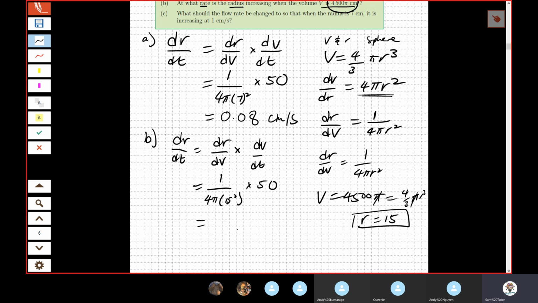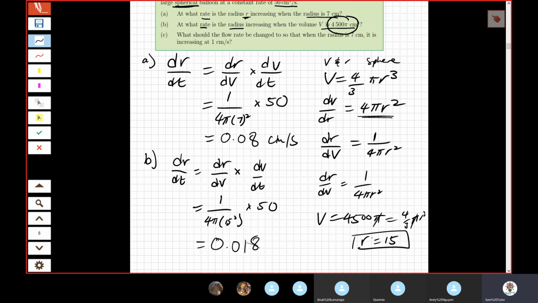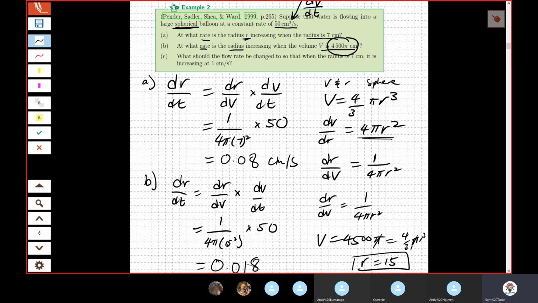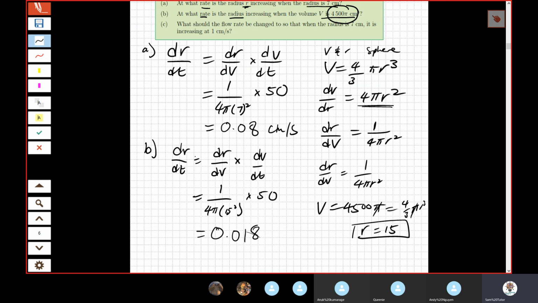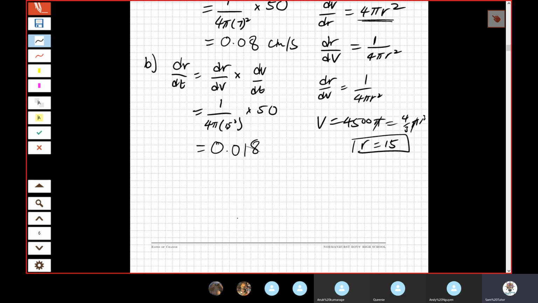So 900 pi reciprocal times 50. This one is 0.018 rounded. So now when the radius is larger, radius is 15, this was radius was 7. When the radius is larger, the radius is changing with respect to time smaller, which makes sense, doesn't it?